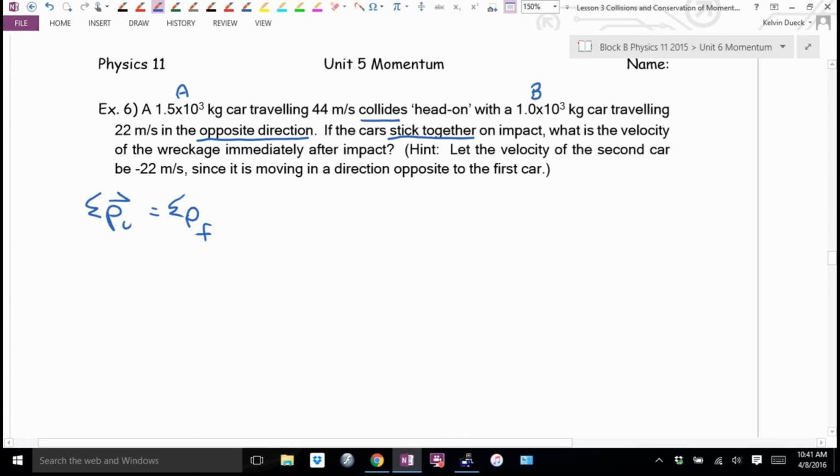Okay. Do you see that there's something happening in an opposite direction here? We better let one be positive, one negative. Do you want the 44 to be positive or negative? I don't care. Pick. That means I'll put a negative right there. And if I get a negative answer or a positive answer, that'll help me determine which way it's moving.